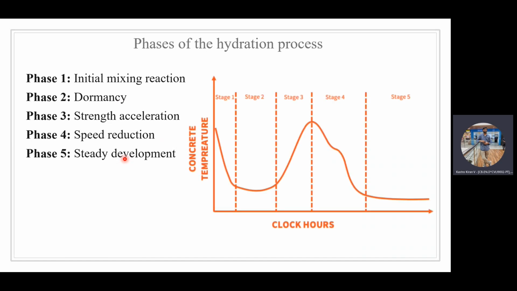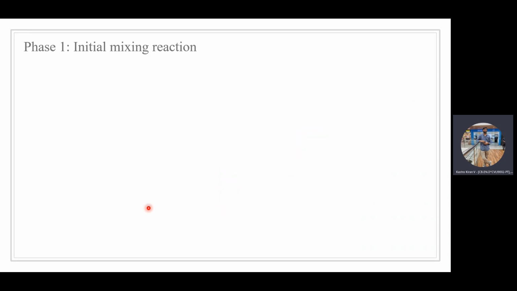Now, if I represent these 5 phases with respect to the temperature available in the concrete, you can see in stage 1 how the temperature starts, and then how it changes in each and every phase. So let us understand this graph in a detailed way with respect to each stage. First, let us understand phase 1. What is phase 1? It is the initial mixing reaction.